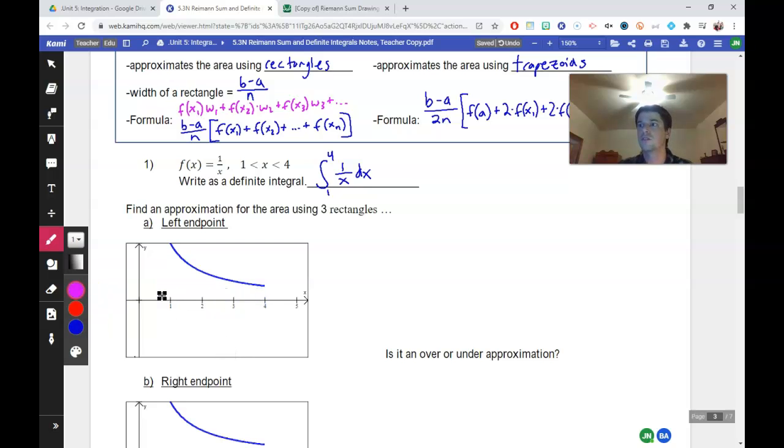So the first one we're going to do is the left endpoint. For that, I'm going to use my first value, select that, and make the point there, and then the second value, and the third value. I'm not going to use the last value here because the last value is not the left side of any rectangle, right?